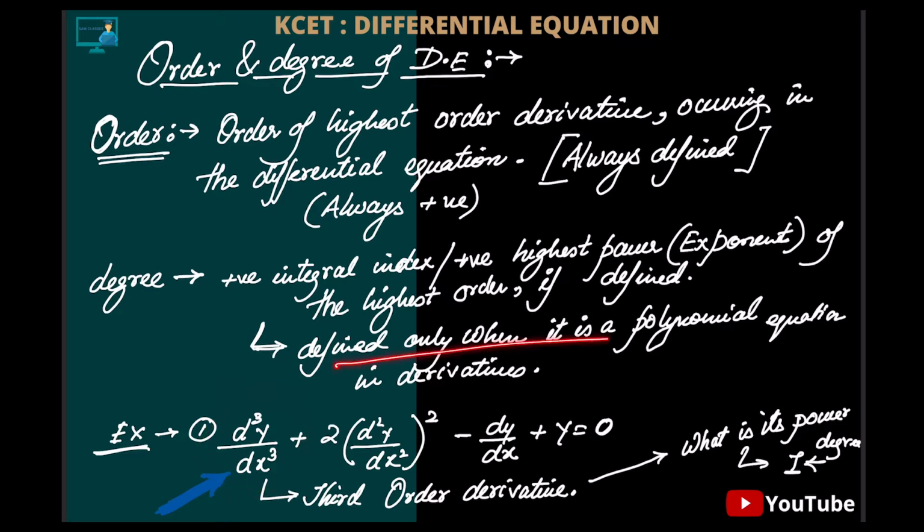Now degree is defined only when it is a polynomial equation in derivatives. Now very important, mark this line. Polynomial equation in derivative means the derivative should be a polynomial function. Okay, the derivative, not x, not y. The dy by dx should be in normal form. It should not come with sine, cos, log, tan, something like that, or e power x, anything. So I'll show you. I'll take multiple examples so it will be clear. Fully clear, don't worry.